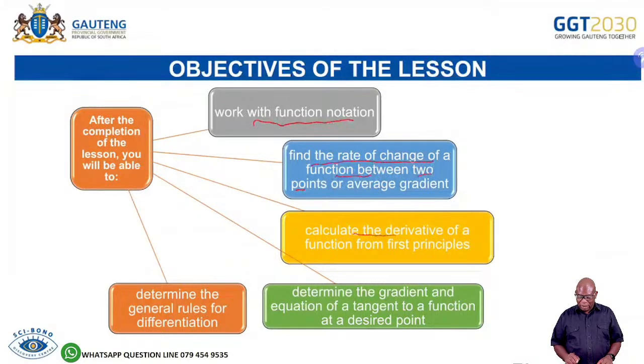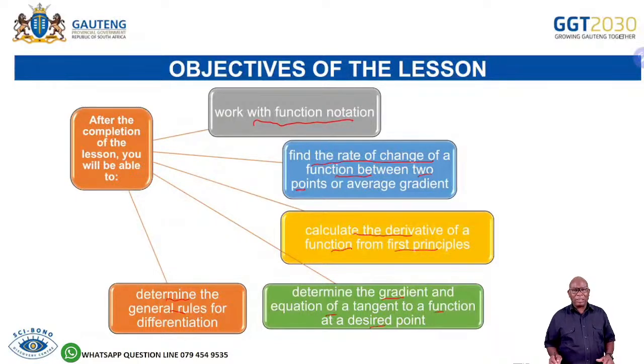Now, calculate the derivative of the function from first principles. So we must be able to do first principles and we'll show you how. Then we must be able to determine the general rules of differentiation. We must also be able to use the rules to calculate differentiation, and determine the gradient and the equation of the tangent to a function at a desired point. In other words, a point will be given and we need to be able to do that.